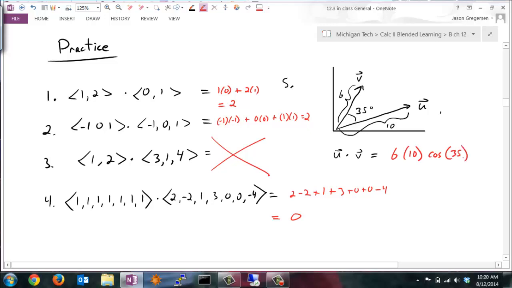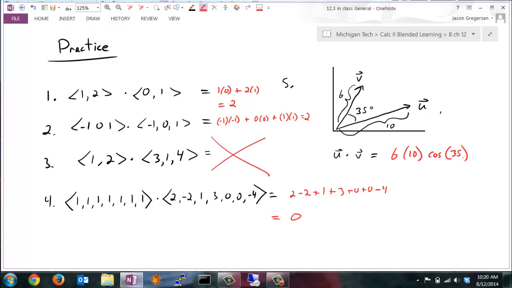All right, I have my answers up here. Algebraic definition, we take that product plus this product. So I get 1 times 0 plus 2 times 1 is 2. Next one I get 2. This one I can't do. I'm taking the dot product of 2 things that have to be the same dimension, that have to be the same size. Now, we got to be a little bit careful there, right?